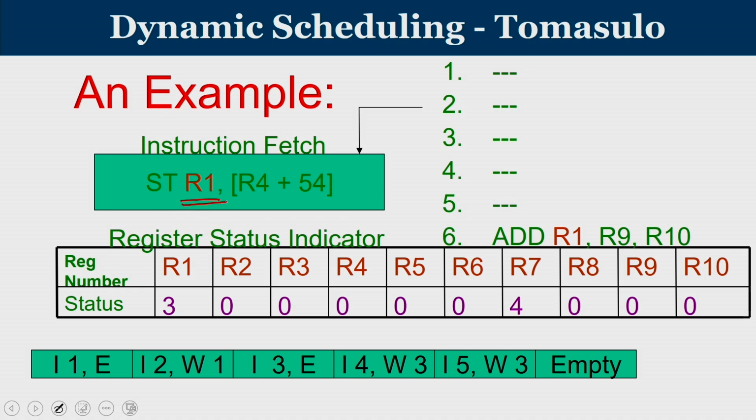Moving further, we are now going to perform a store operation on R1. When you perform a store operation of R1, we know that the R1 RSI value is 3. So you cannot proceed. It is going to wait for a result that is produced by the third functional unit, and R4 is available because RSI value of R4 is 0. So, one of the operands is available, you compute the address, but then you cannot perform the operation until the third unit produces the result.